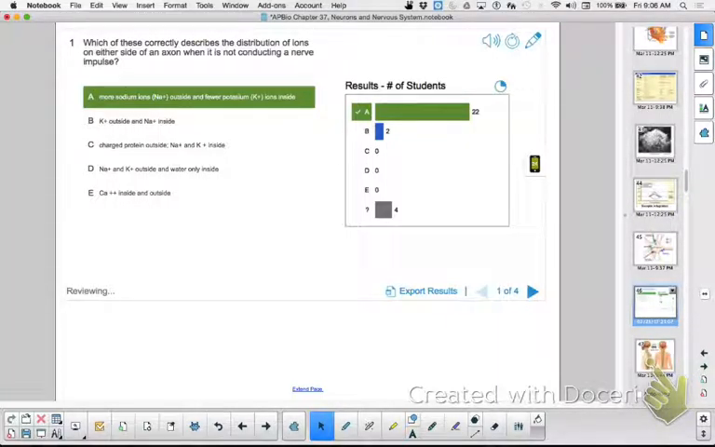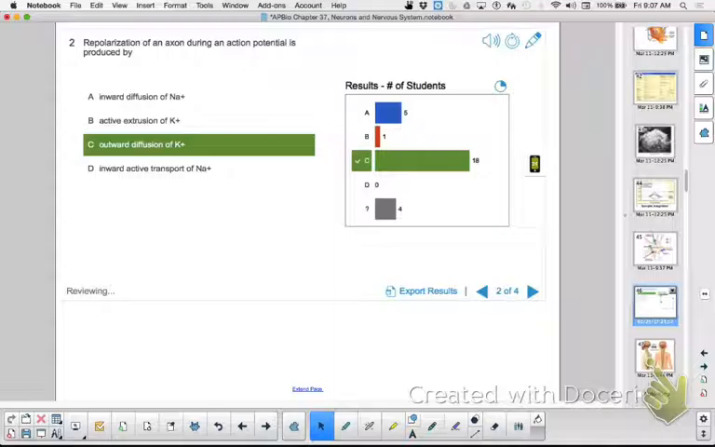All right, guys, let's go through this quickly. What's the distribution of ions? More sodium outside and more potassium inside. Two of you said the opposite. No. Okay. When it's not conducting a nerve impulse, what would you call that? The resting potential. Repolarization of an axon during an action potential. Who repolarizes? Yeah, potassium.